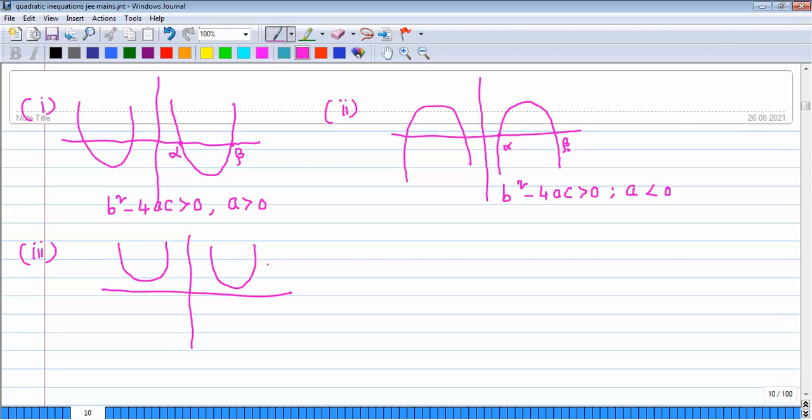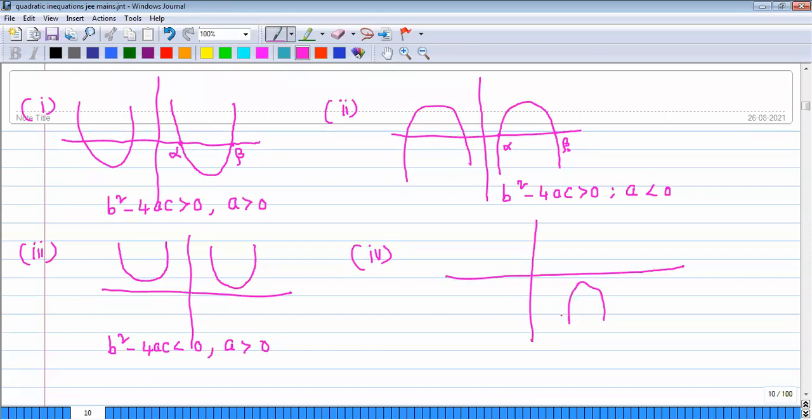That means it has no real solution. No real solution means we can write b square minus 4ac will be less than 0, and for an open-upward parabola, a greater than 0. The fourth case may be like this, like downwards. Here in this case also, the graph neither intersects nor touches the x-axis.